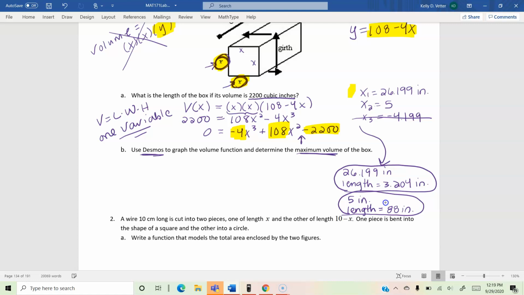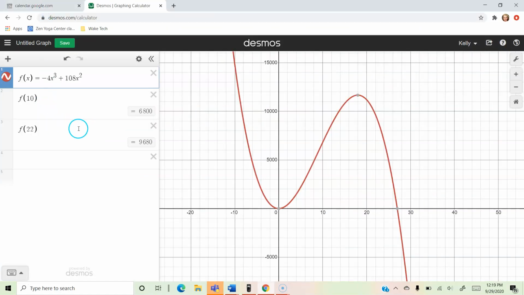maximum volume possible. So in part A, they were giving us a specific volume to use. In part B, they're just wanting us to think about the function in general. So I'm going to go back to that V of x function where we had not put in the 2200 yet. And we just want to think about this particular graph on Desmos, and I believe I've already got it keyed in here. So I did not use V, I used F in Desmos, as you can see here. But then I put in the function, and here's the graph.